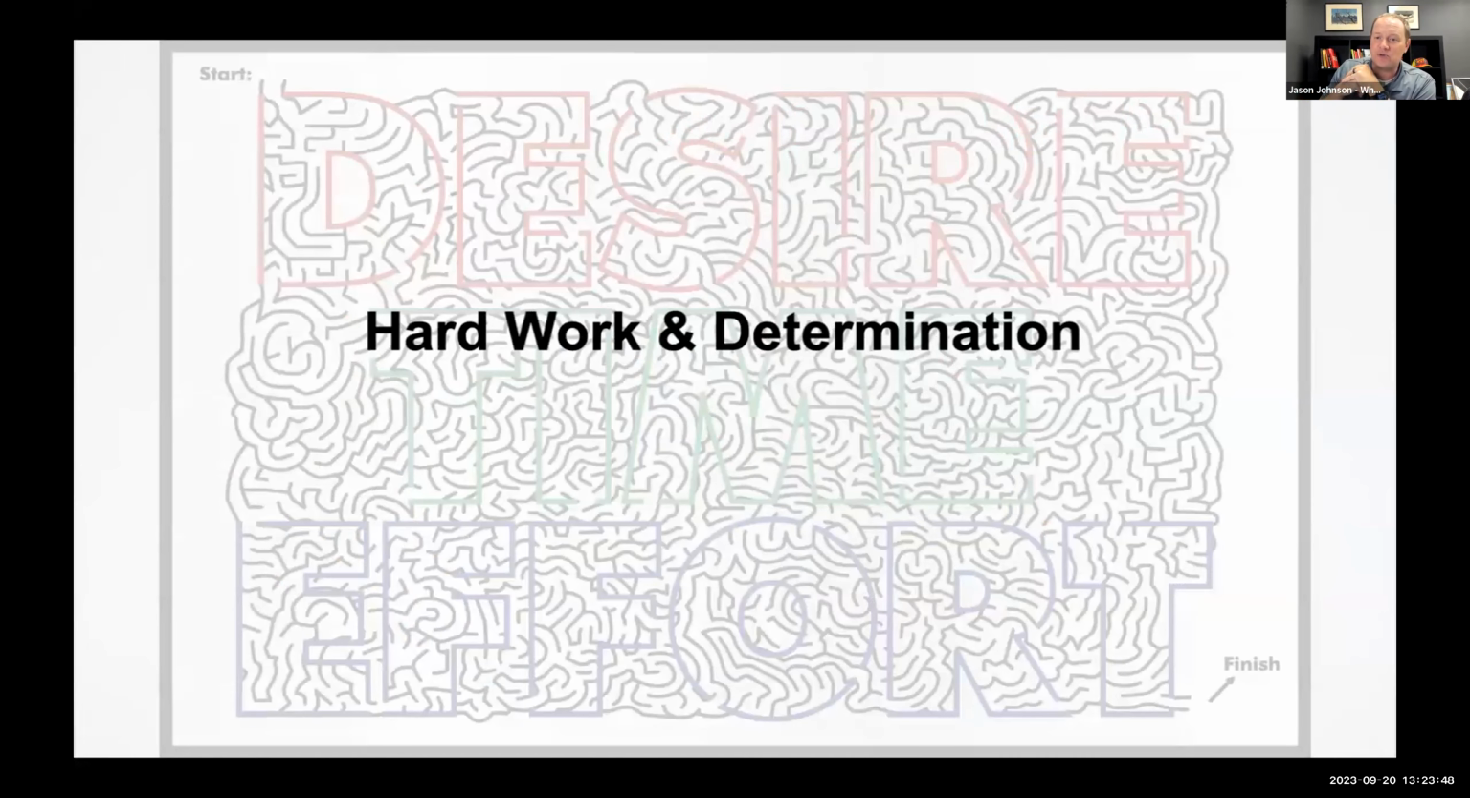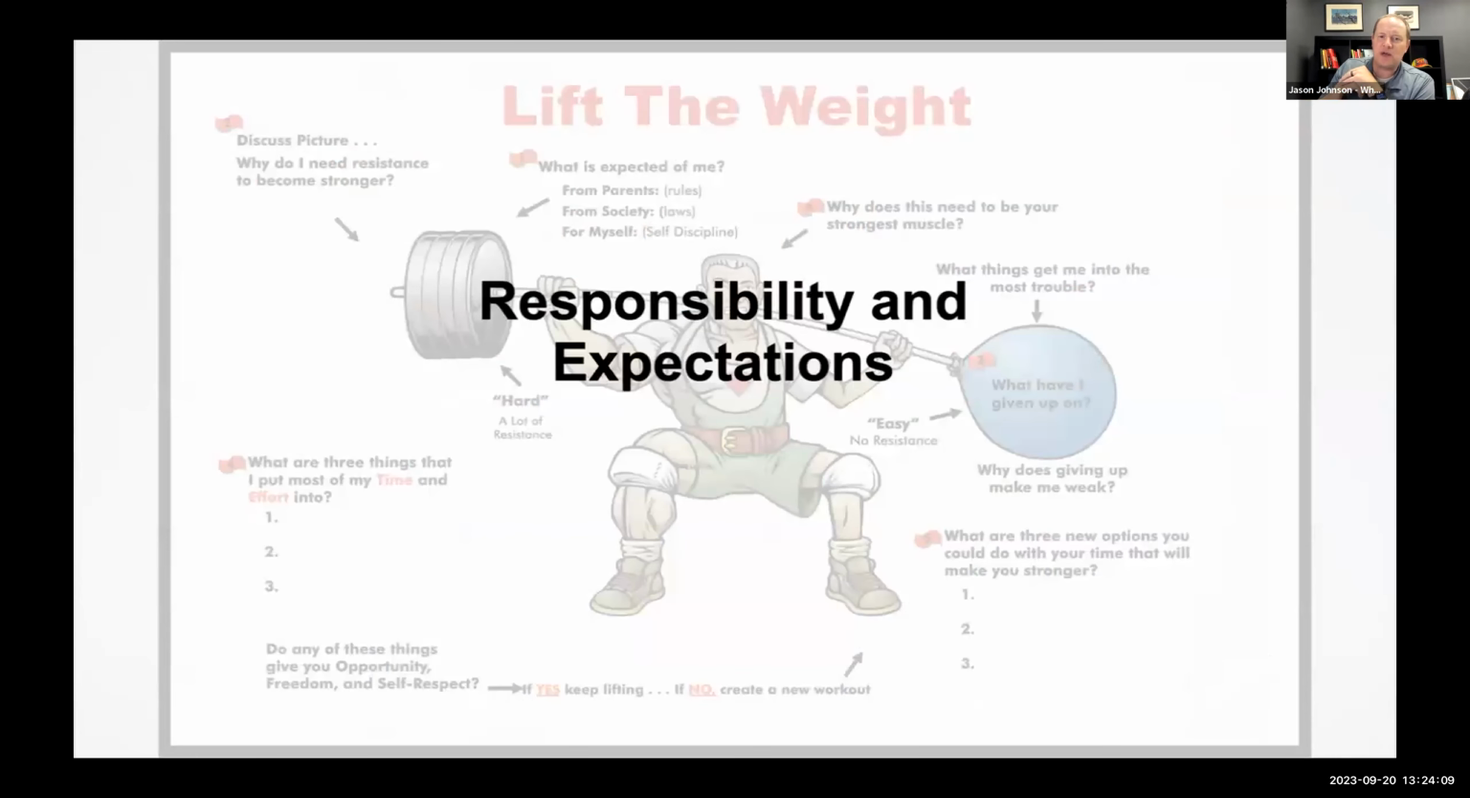Hard work and determination. Resilient individuals typically have some level of hard work or determination within them, particularly that idea of determination that connects to things like persistence and endurance and perseverance, some of those words that commonly get associated with resilience. So we want to help develop that at a key level. Next, we have responsibility, expectations, and I would also add self-discipline to that. Resilient individuals typically recognize and follow some model of responsibility, expectations, self-discipline.